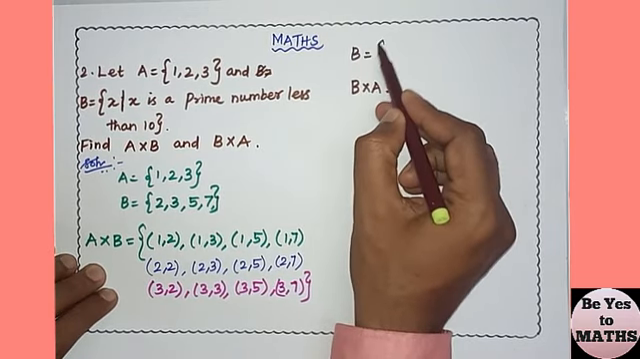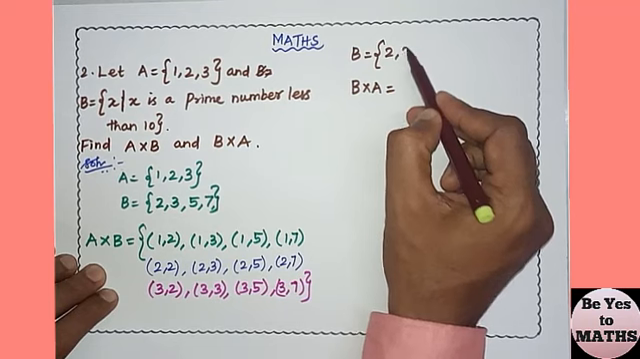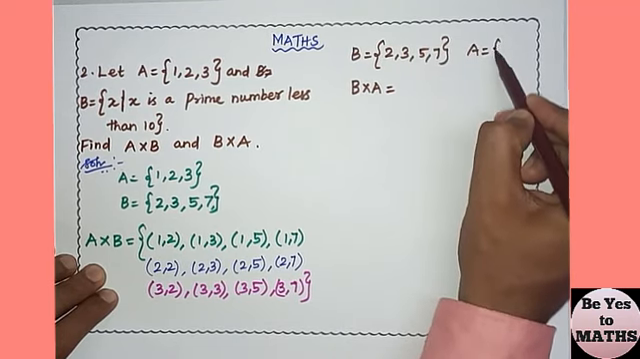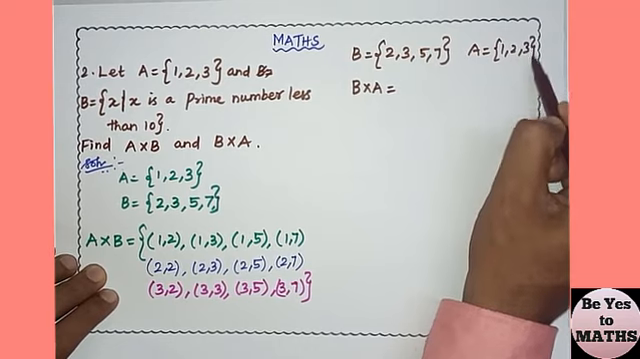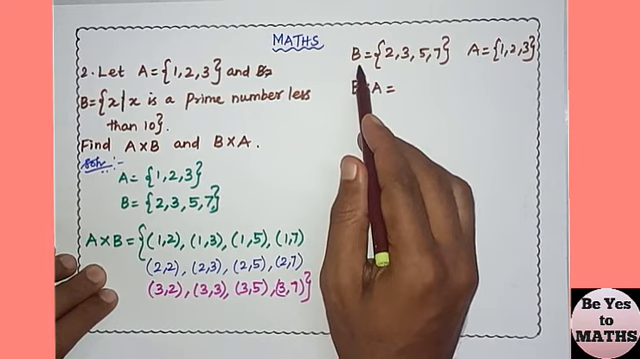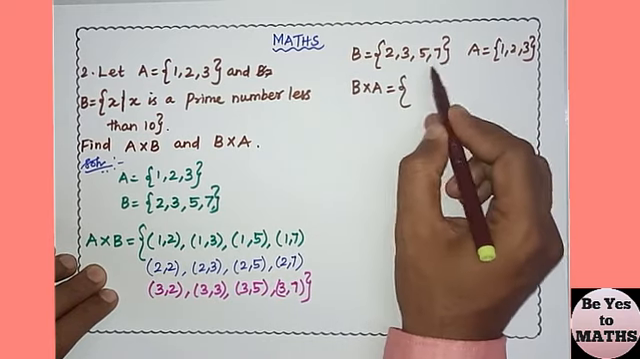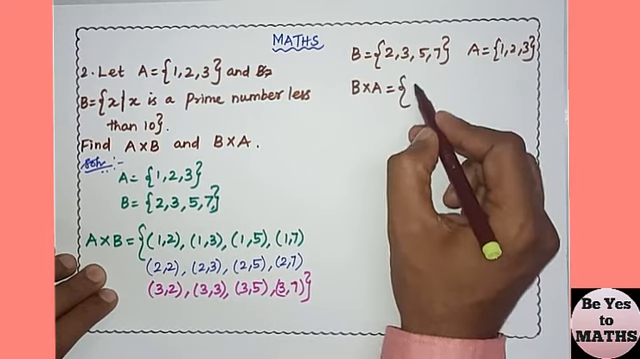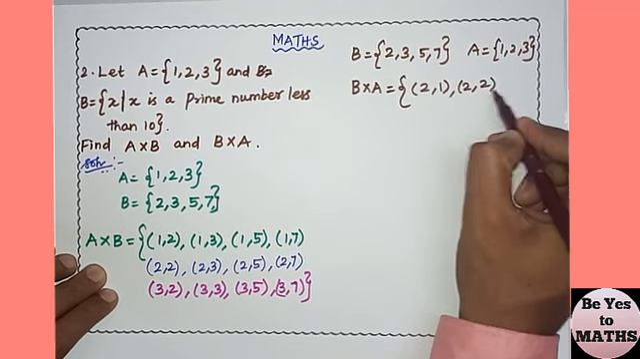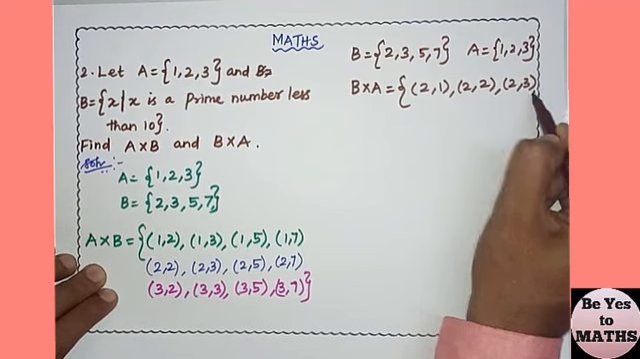Write the B set. B set is 2, 3, 5, 7. Set A is 1, 2, 3. Now take element 2 from set B and pair with all the elements in set A. So (2,1), (2,2), (2,3).